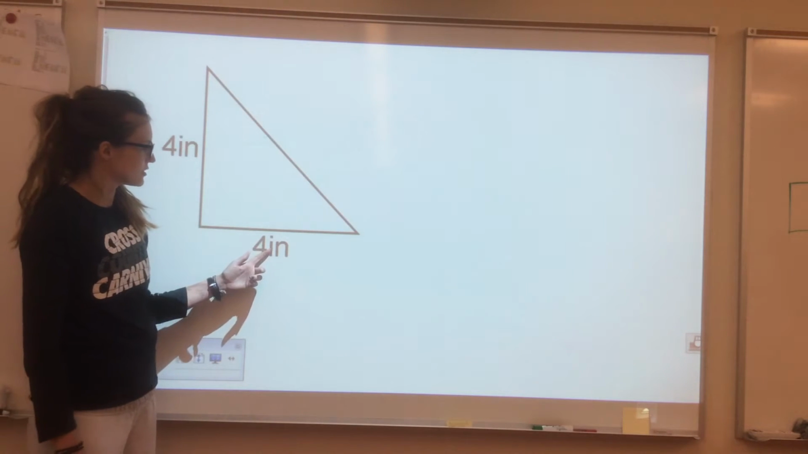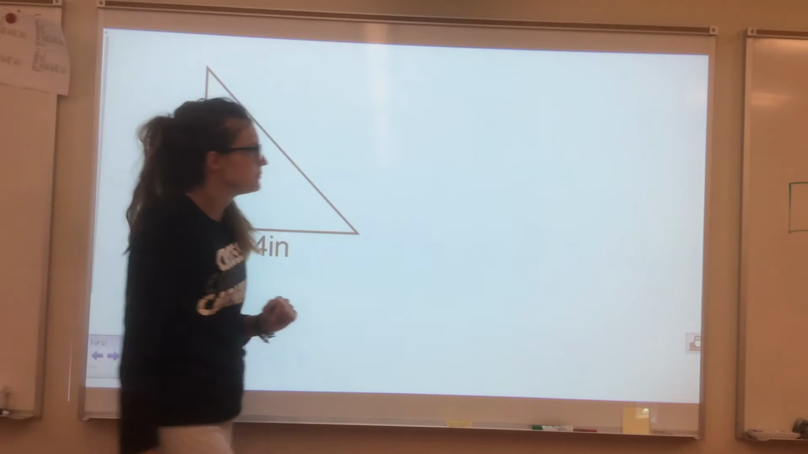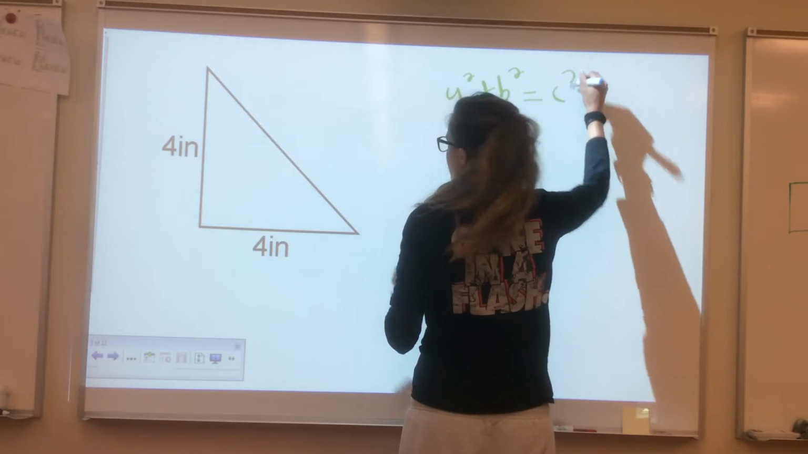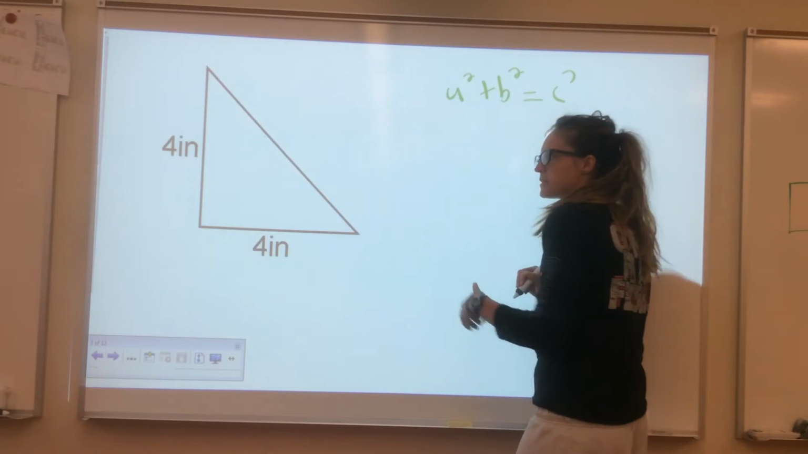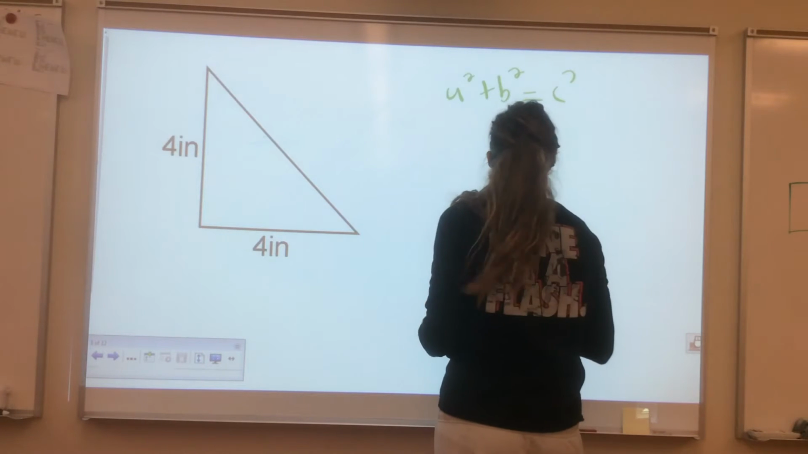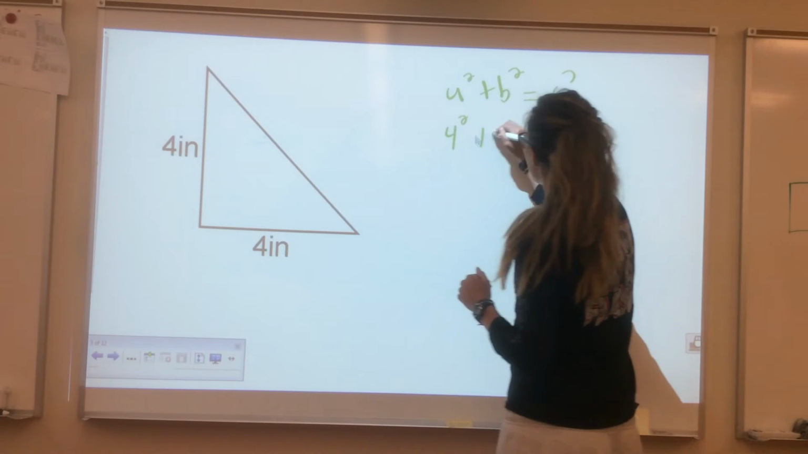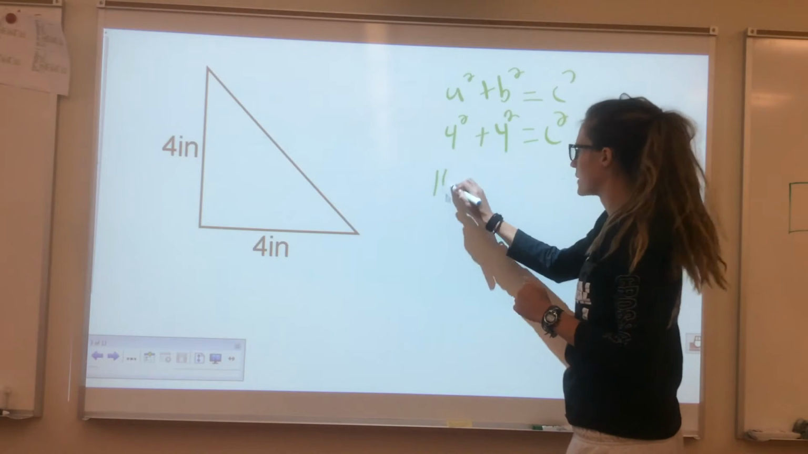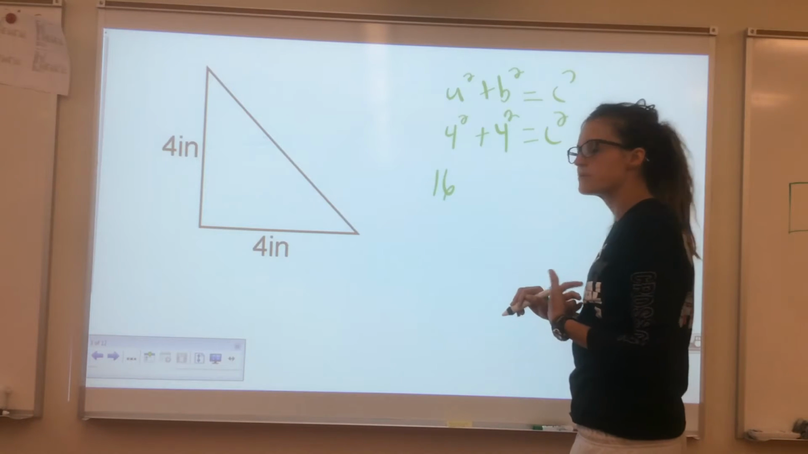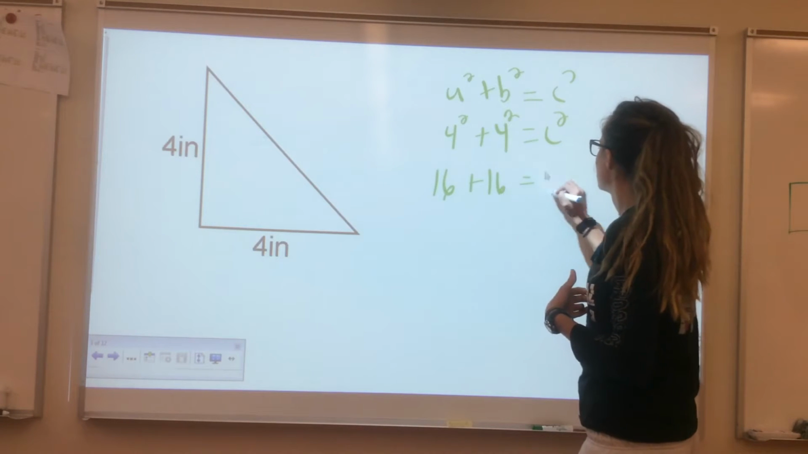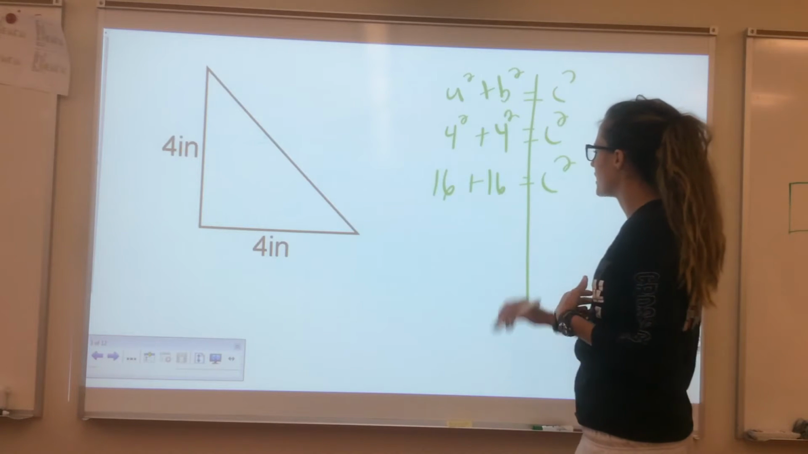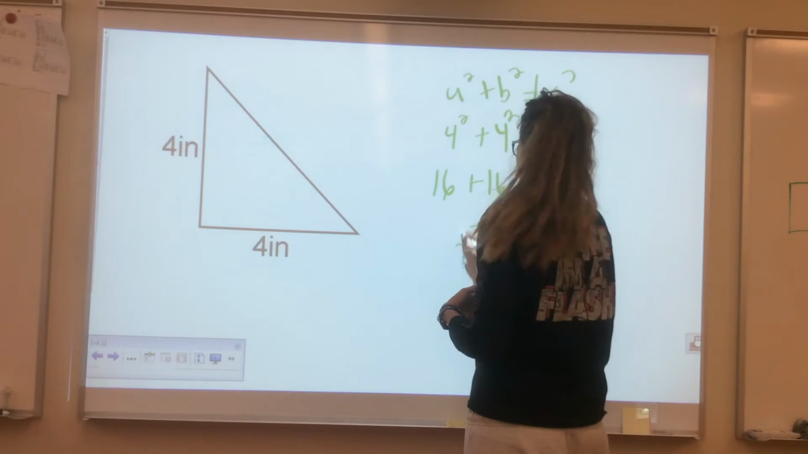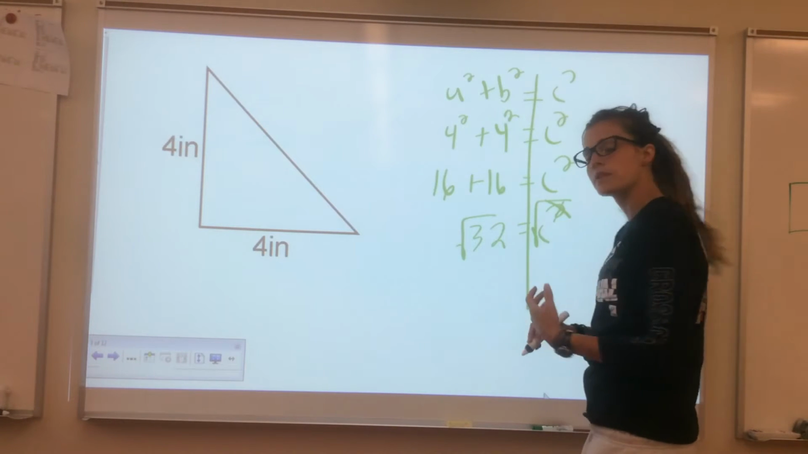4 inches and 4 inches. So we're finding c again. Substitute a squared plus b squared equals c squared. It's an isosceles triangle, so these two sides are the same, but that doesn't mean that this will be an equal side. 4 squared plus 4 squared equals c squared. Okay, 4 squared, 4 times 4 is 16. 4 squared, 4 times 4 is 16. Okay, add these two together, you get 32 equals c squared.